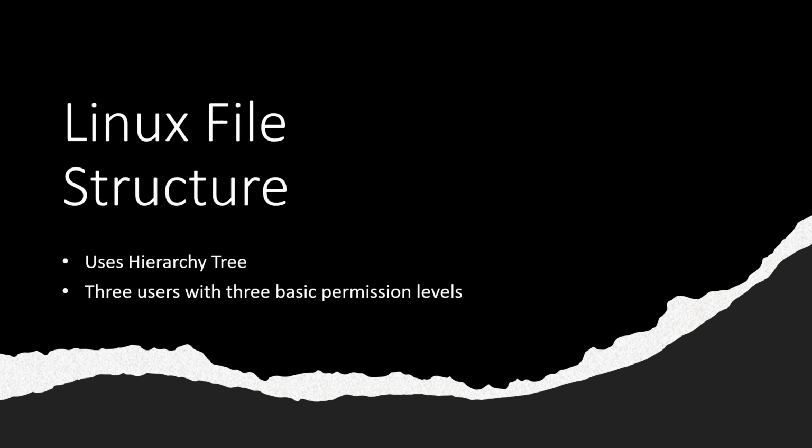Under the Linux file structure, Linux uses a hierarchy tree in order to access its data. There are three basic users and three types of permissions. It is user, group, other, and everybody is given read, write, or execute access.